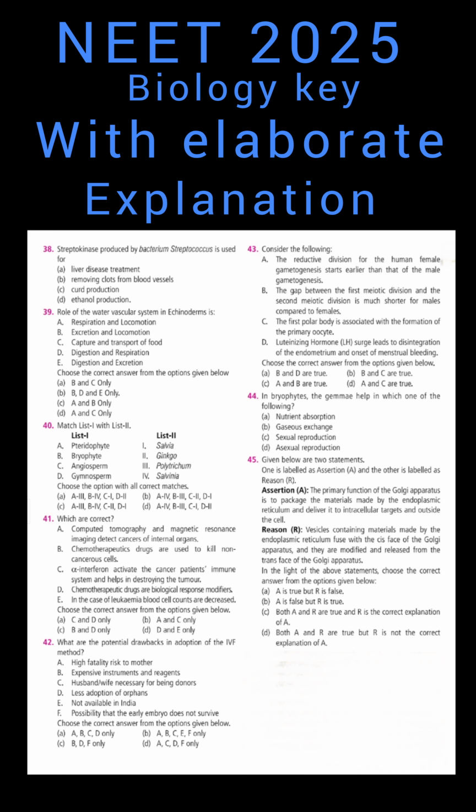And next, the streptokinase produced by bacterium Streptococcus is used for removing clots from blood vessels. The streptokinase produced by the bacterium Streptococcus and modified by genetic engineering is used as a clot buster for removing the clots from the blood vessels. So here, like the patients who have undergone myocardial infarction that leads to the heart attack.